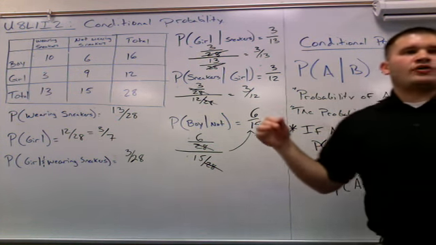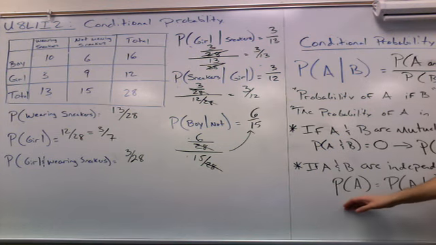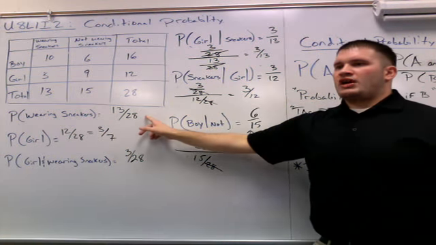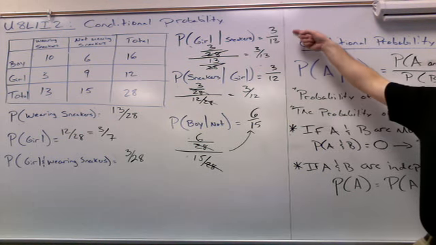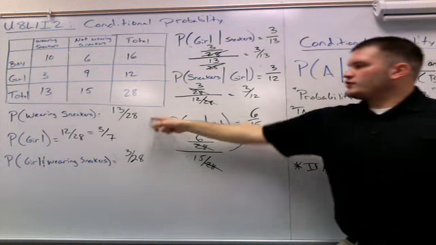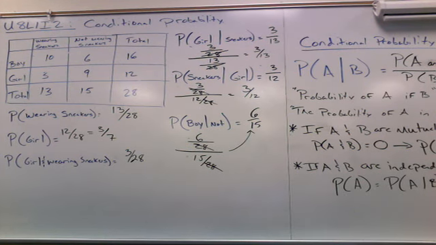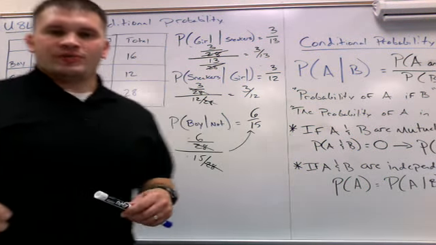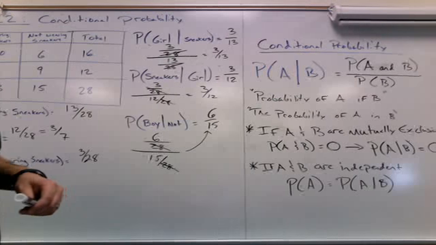We could look at the other way too. We could say the probability of wearing sneakers equals the probability of wearing sneakers if girl, right? So then we compare 13 over 28 to which one? 3 over 12. Does 13 over 28 equal 3 over 12? No. So is it independent? Nope. Does that make sense? Are there any questions? Any questions? Really? Any questions?